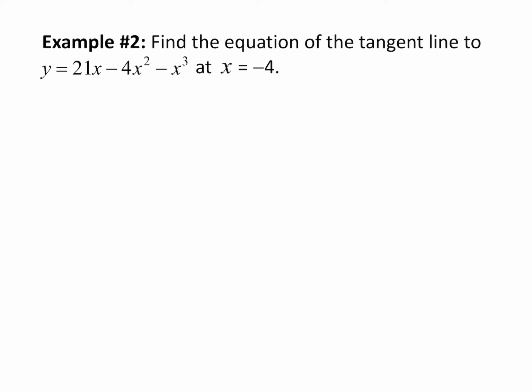So looking at another one, now we want to find the equation of the tangent line to y equals 21x minus 4x squared minus x cubed at x equals negative 4. So this is a bit different because now we're not being given a point. In the last one we were given a point, an x and y coordinate. Now we're just being given the x-coordinate. So we'll have to take that into account. It's going to add an extra step because we'll need to find that y-coordinate.